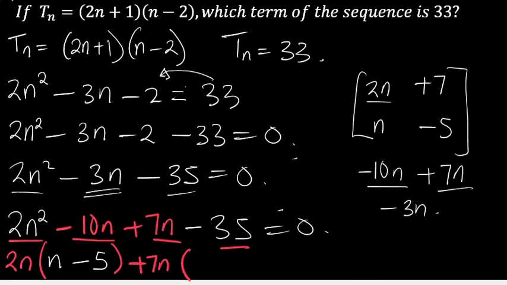Sorry, plus 7n is not common. What is common is plus 7. So if we use plus 7 to divide 7n, we have n. We use plus 7 to divide minus 35, you have minus 5 equal to 0. So this is what we get.